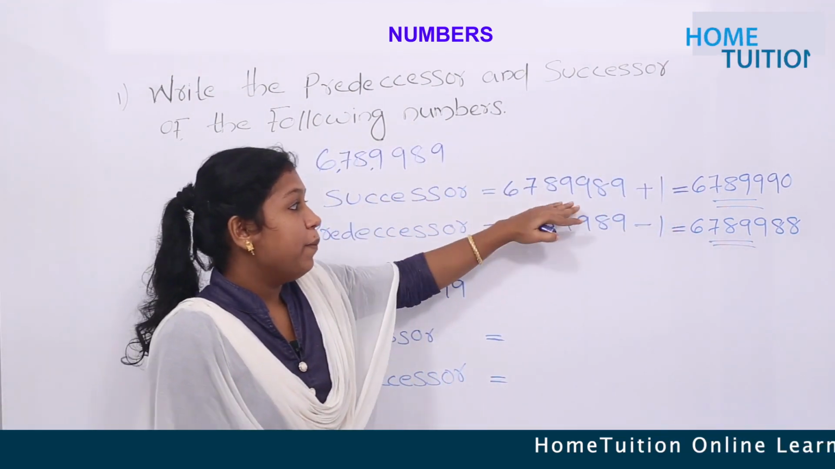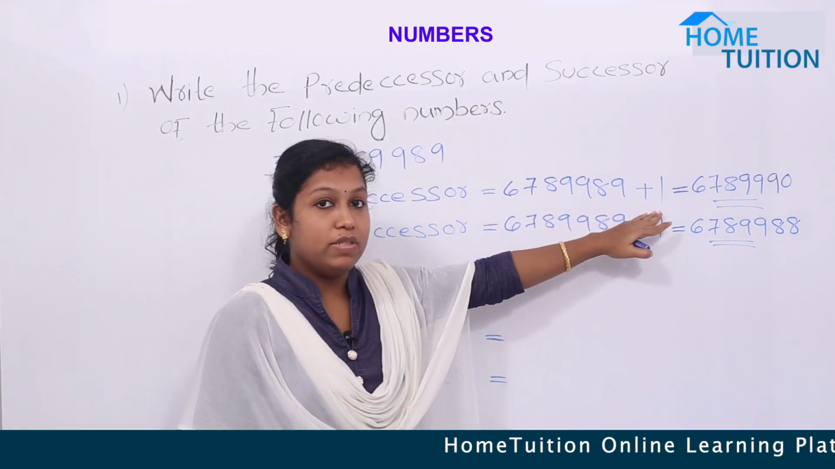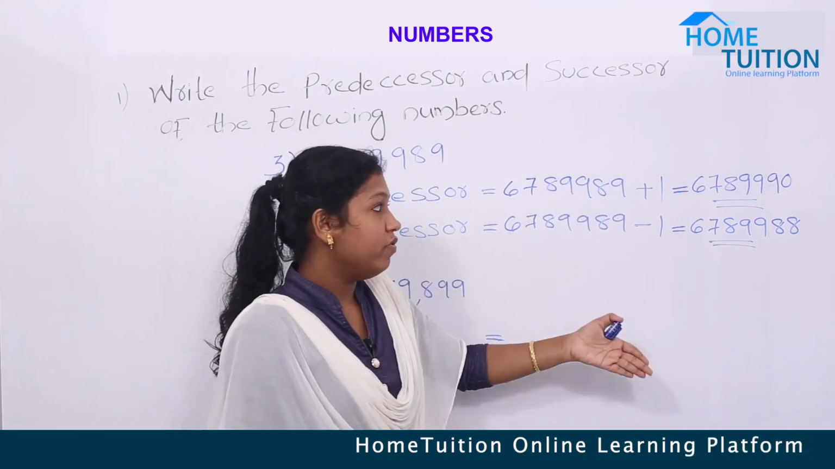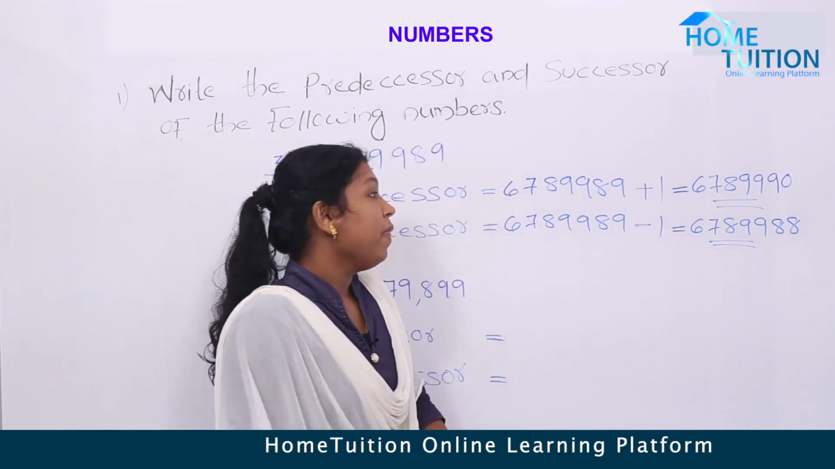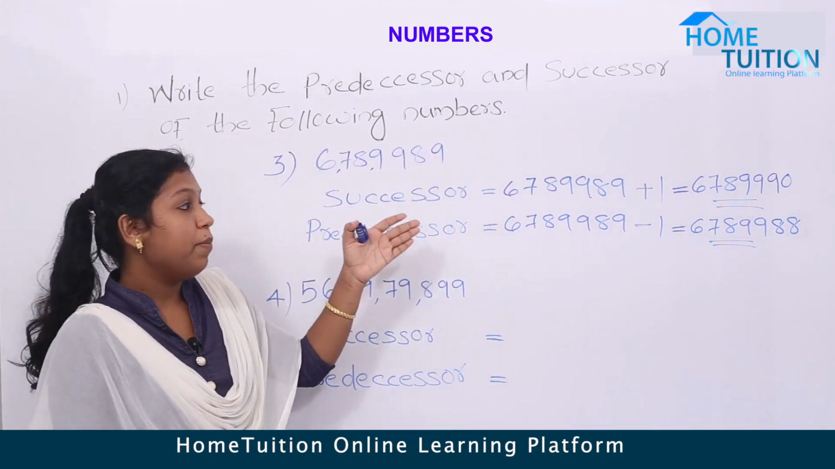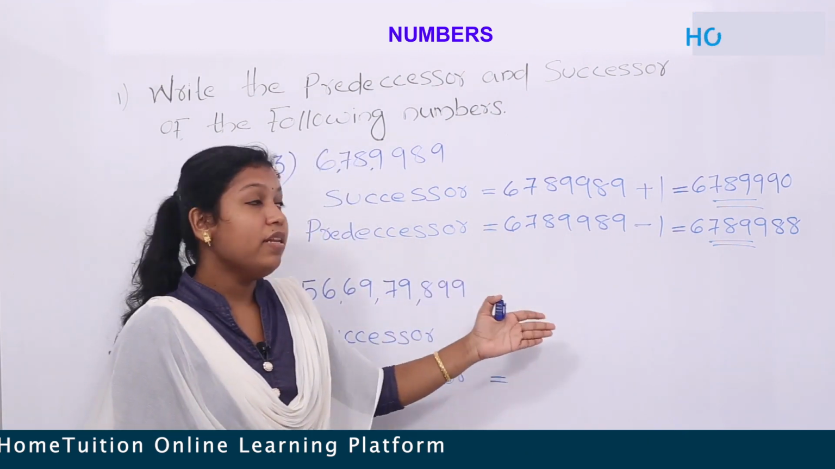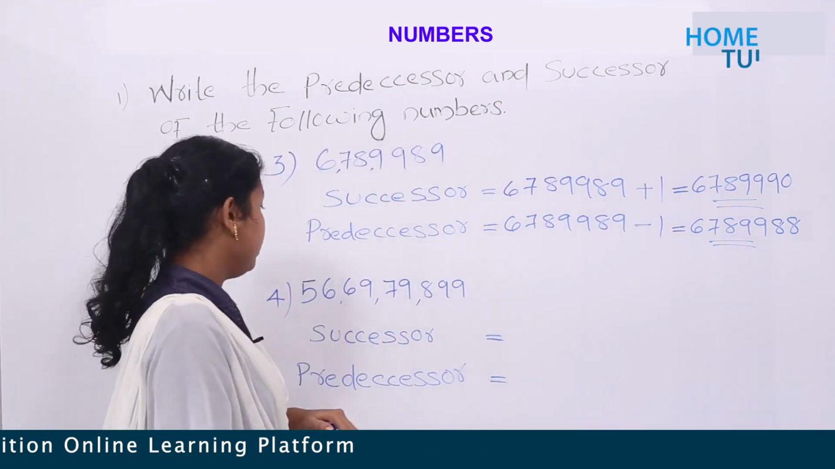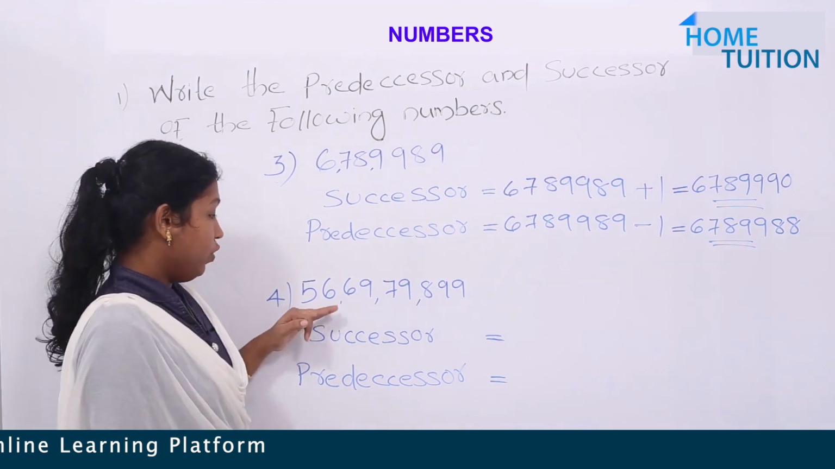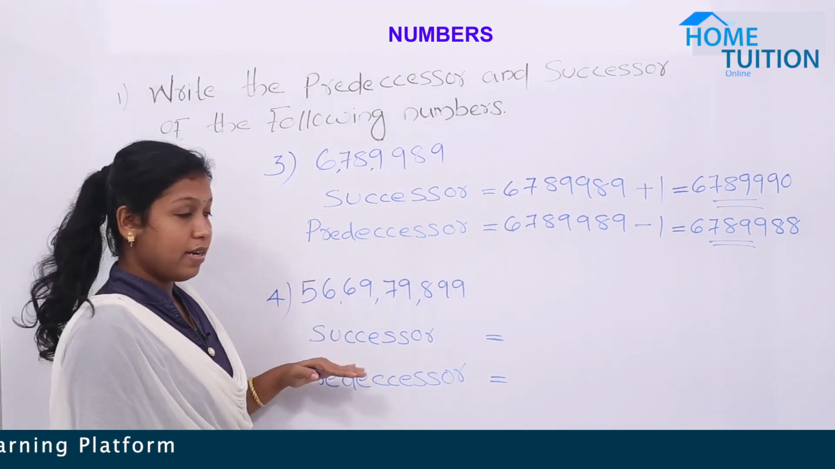For the successor, whichever number is given, add 1 and we get the successor. For the predecessor, whichever number is given, minus 1, one less, and we get the predecessor. Okay. Then the fourth question. Again we find the successor and predecessor.